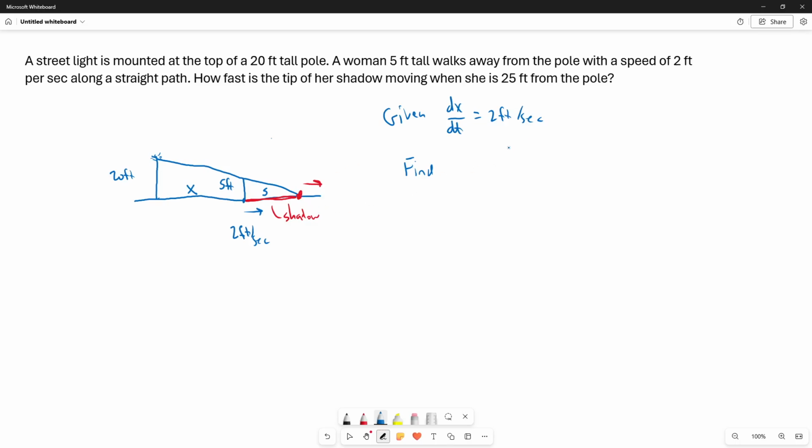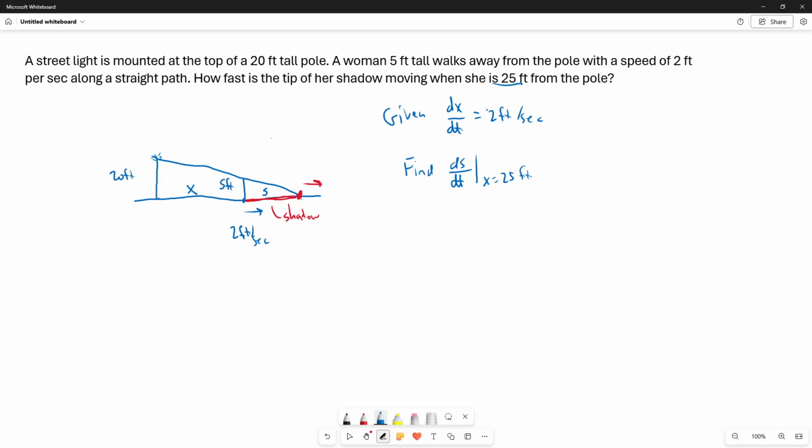And in order to answer that question, we need to find how fast the shadow itself is lengthening. This point, this red point here, is going to be moving for two reasons. One, because she's moving, and another because the shadow itself is lengthening. So let's first find ds/dt at the moment that x is 25 feet, when she's 25 feet from the pole. And then we'll add these two together, and that'll tell us how fast this point is moving.